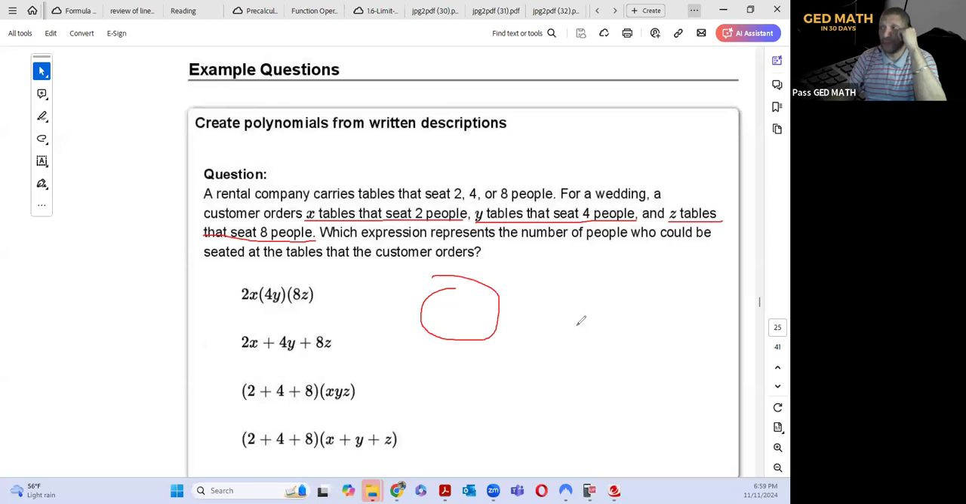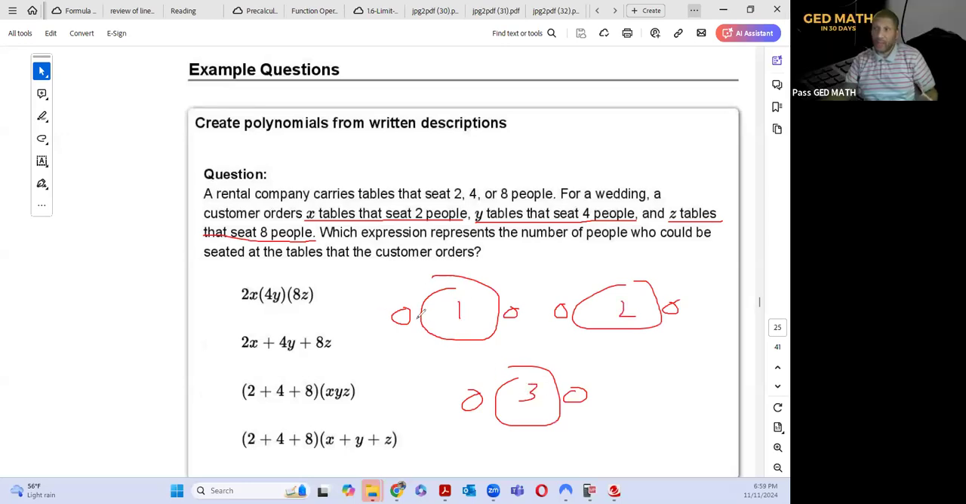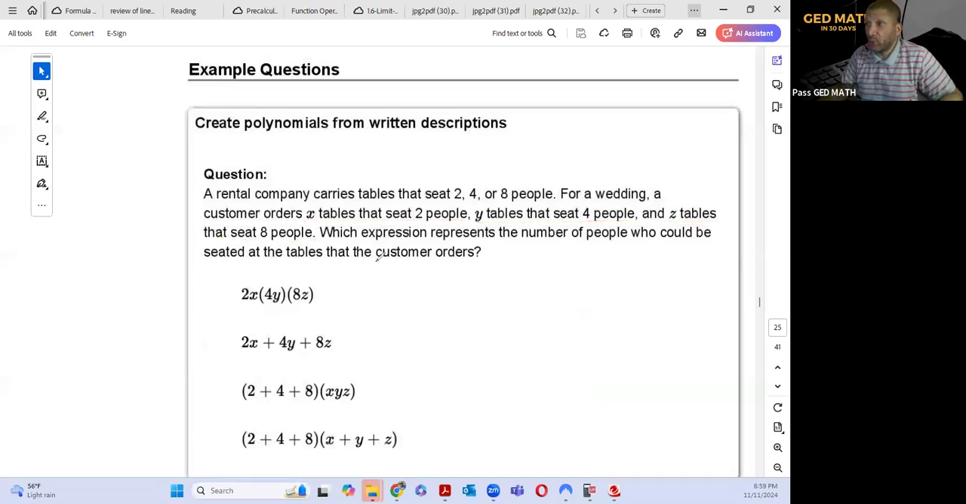I got 3 tables that seat 2 people. How many people do I have? 6. So 3 tables, 1, 2, 3. I got 2 plus 2 plus 2. That's multiplication. When you add the same number multiple times, that's multiplication. So now, by using an actual number, you notice that the operation you must use is multiplication. So that tells you this is 2x. This is 4y. This is 8z.